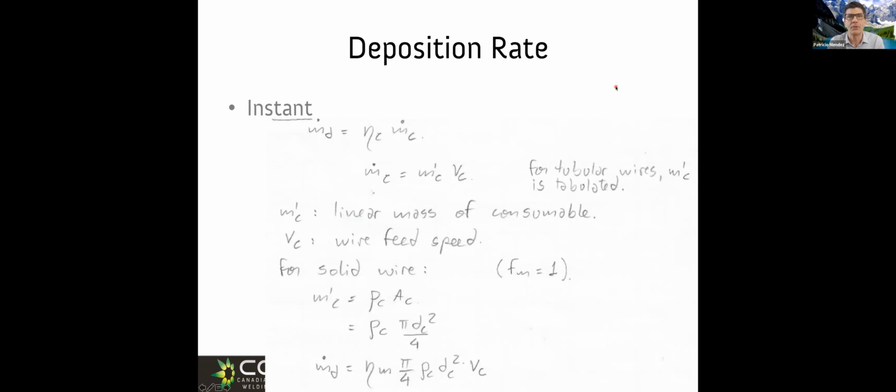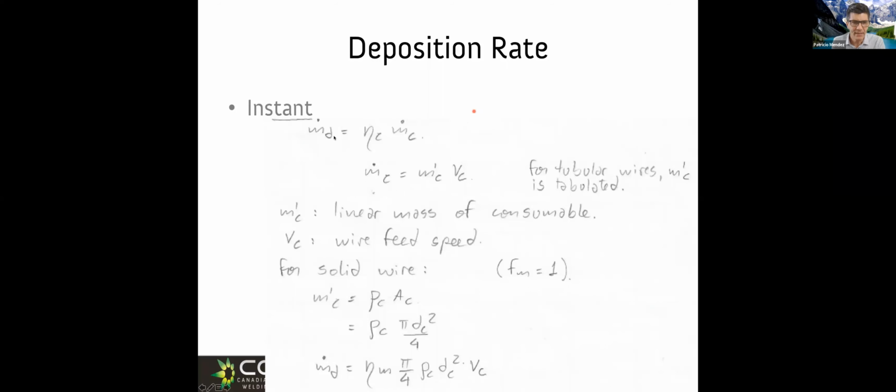We're going to distinguish between two types of deposition. The instant deposition rate, that is, as we're welding, what is happening, and then the overall deposition rate. That means from the day you open your shop and you start welding to the moment in which you close shop in the evening, how much have you welded? Those are two different things. Let's start talking about what is instantaneous.